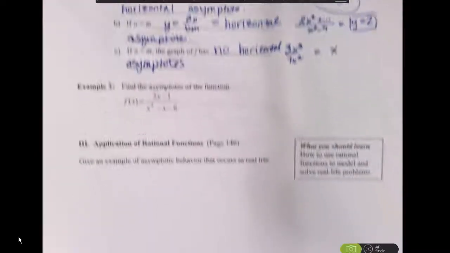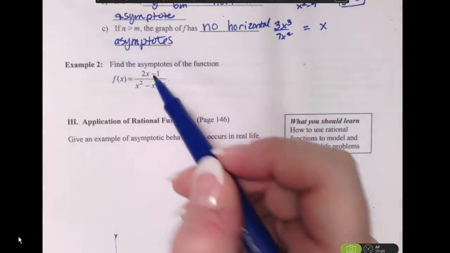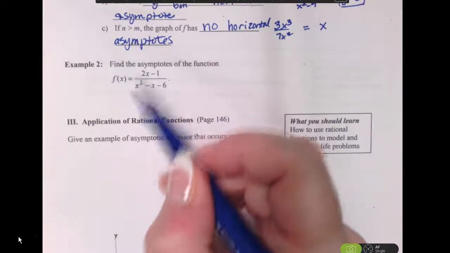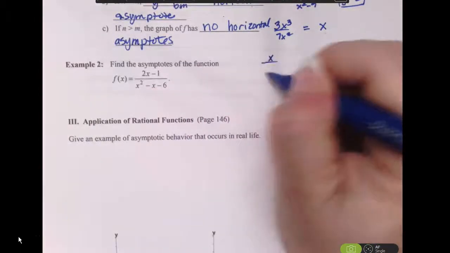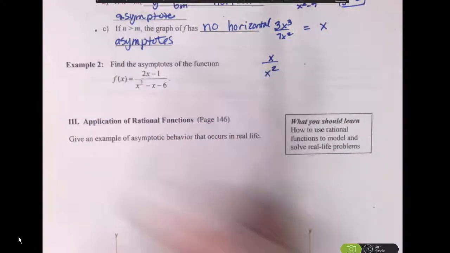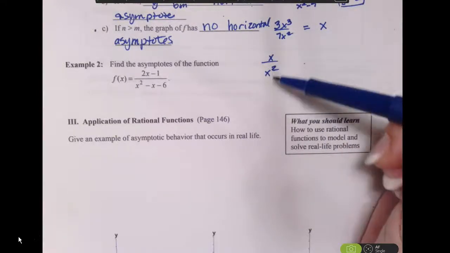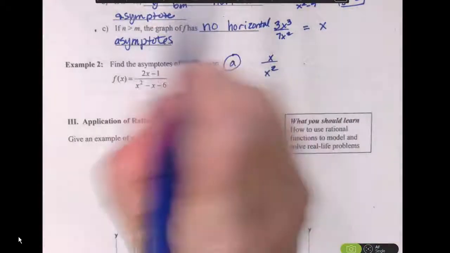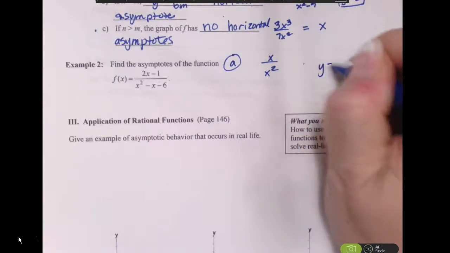Let's take a look at example 2, find the asymptotes of the function. Okay, so we've got a couple of different things going on here. We have the degree of the function and we have the coefficients. Up top we have a degree of 1, and on the bottom we have a degree of x squared. So we would look at which one of these 3 scenarios does that match with. Well, we have a smaller one on the top, a bigger one on the bottom, so that is scenario A. So then y equals 0 is a horizontal asymptote.